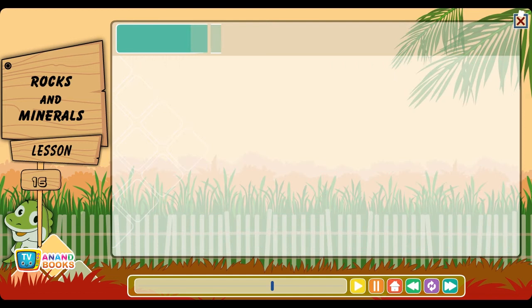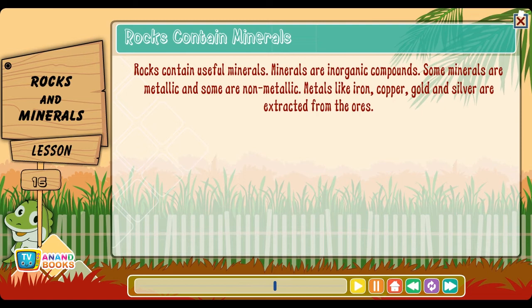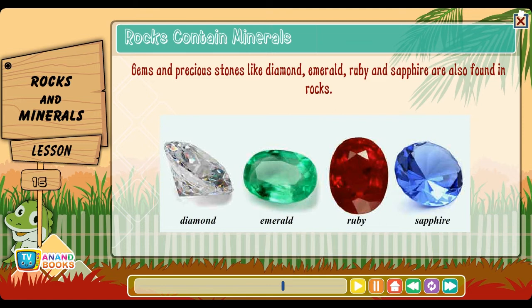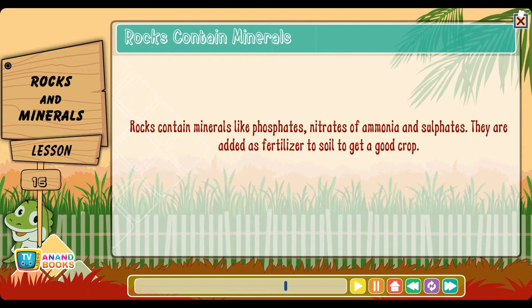Rocks contain minerals. Rocks contain useful minerals. Minerals are inorganic compounds. Some minerals are metallic and some are non-metallic. Metals like iron, copper, gold, and silver are extracted from the ores. Gems and precious stones like diamond, emerald, ruby, and sapphire are also found in rocks. Rocks contain minerals like phosphates, nitrates of ammonia, and sulfates. They are added as fertilizer to soil to get a good crop.